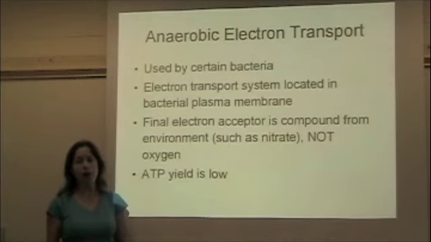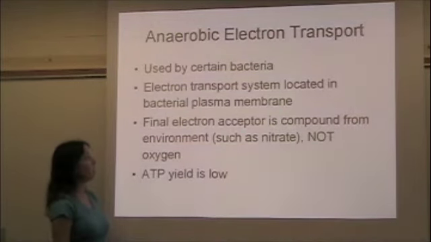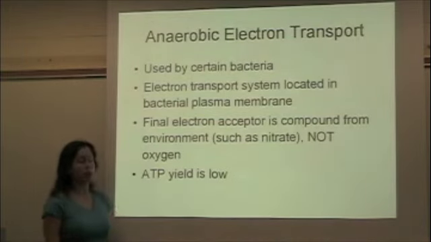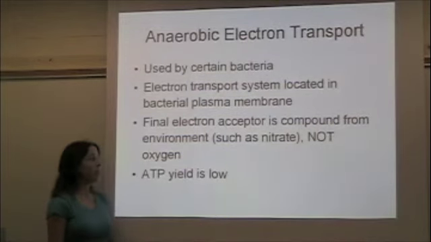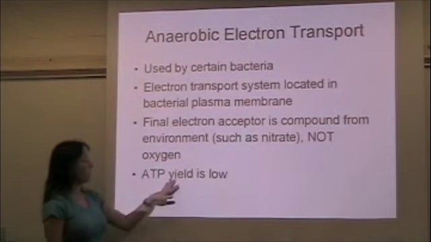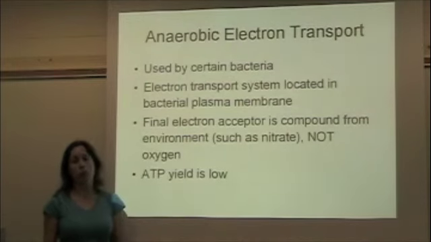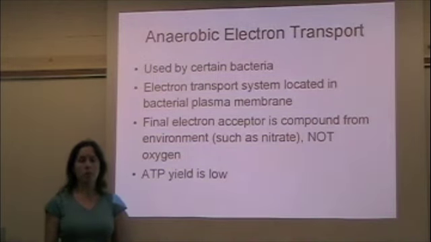It is possible for some anaerobic organisms to have an electron transport chain. They don't have a mitochondria, so the electron transport chain would be in the plasma membrane, and the final electron acceptor is not oxygen, again because it's anaerobic. It would be some other compound in the environment, like nitrate, for example. The ATP yield is still really low though, so you're only making a couple ATP. You're not making 32 ATP like you do in the electron transport chain that's part of aerobic respiration.